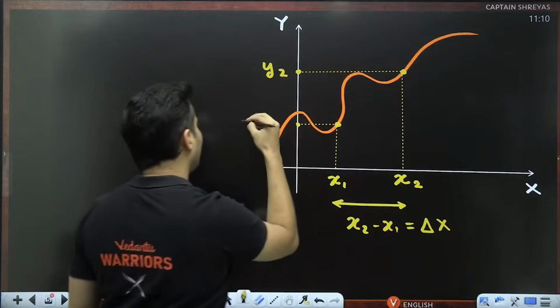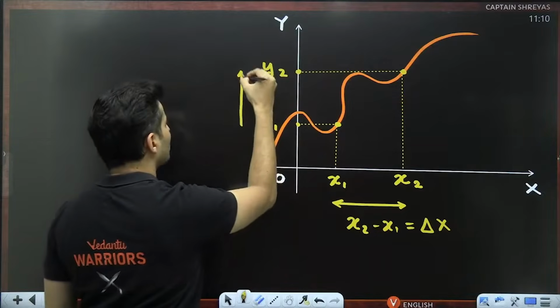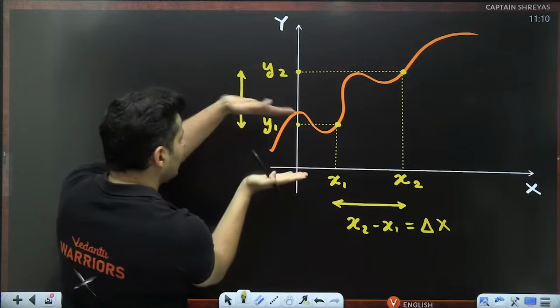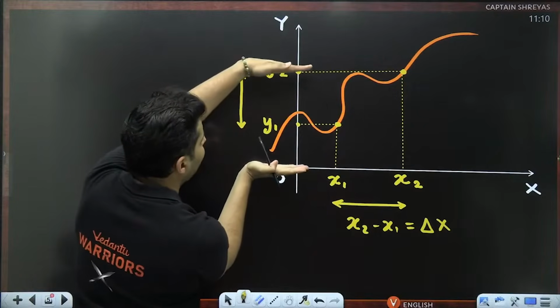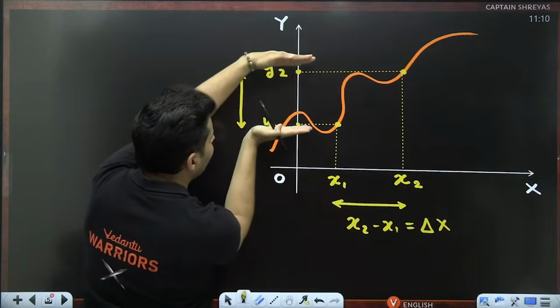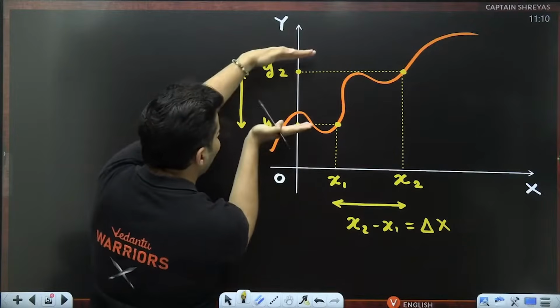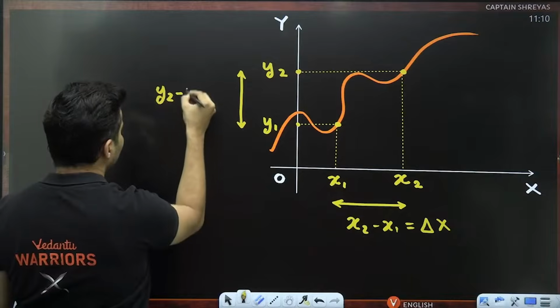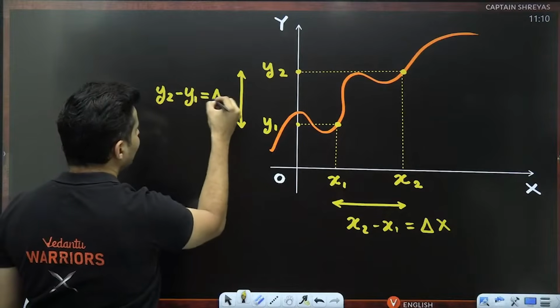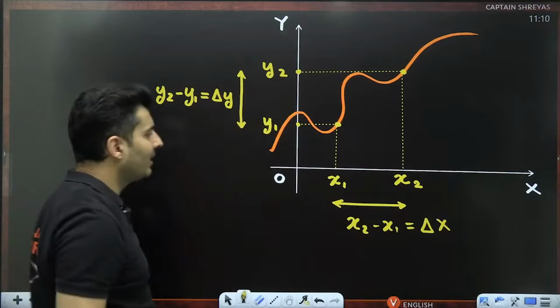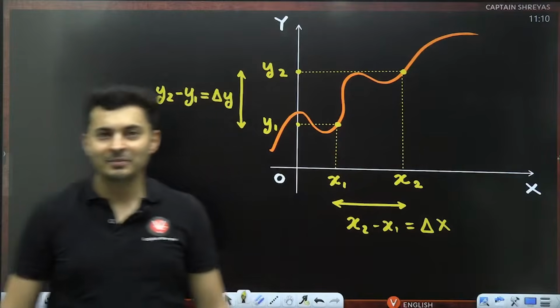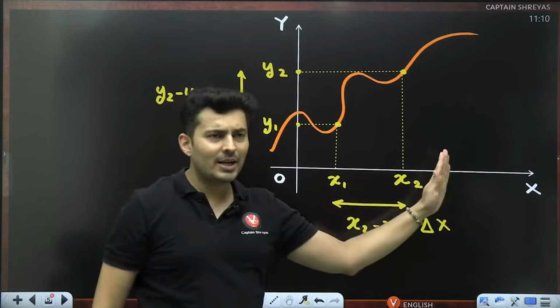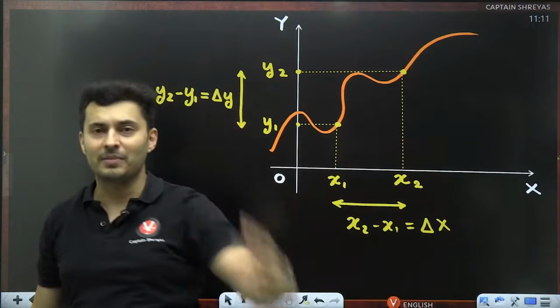So the y coordinate has changed this much. So I will just show it over here like this. This much is y1, this much is y2. This will be y2 minus y1, which will be delta y. The change in y, delta y. Change in x, delta x. So when x changed by so much, y changed by this much.